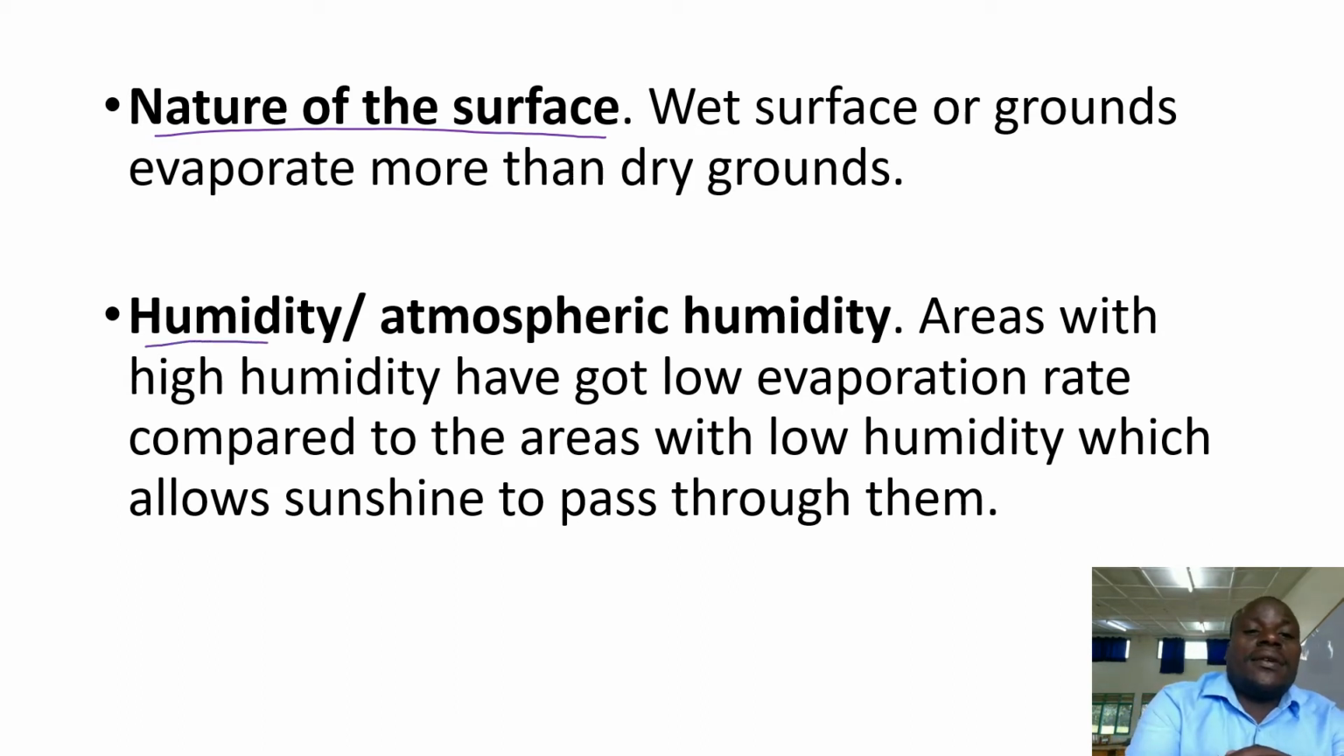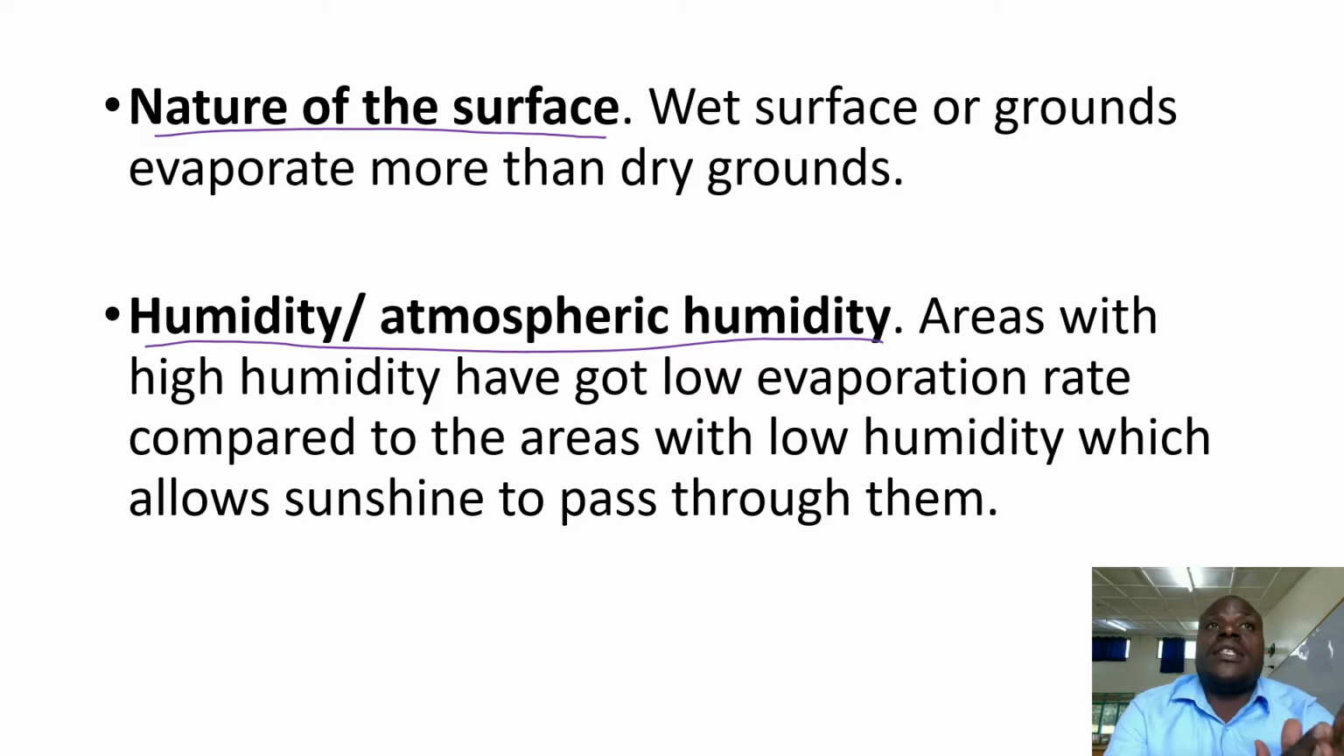Humidity, or atmospheric humidity. Areas with high atmospheric humidity have a low evaporation rate compared to areas with low atmospheric humidity, because much humidity, much water vapor in the atmosphere, reduces the amount of radiation or heat that would have caused evaporation on the ground.